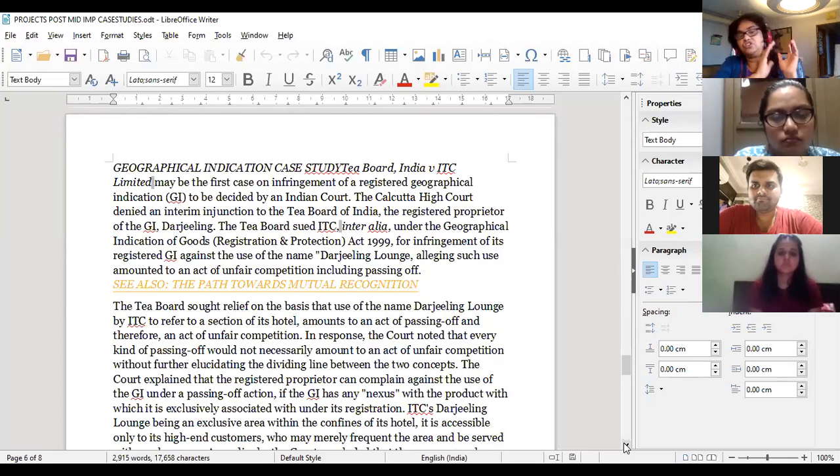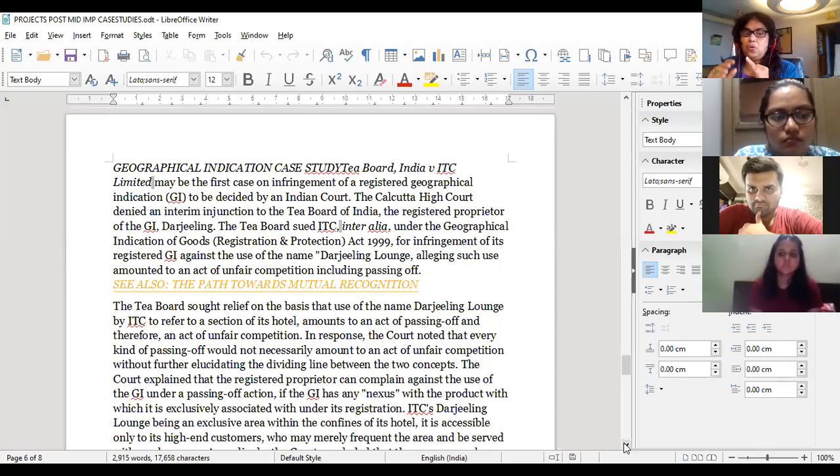For example, in Taj, high level end customers have their own spaces where a particular name is given so that it attracts that particular customer, that yes, I am very royal and I am today in this lounge. So if I'm in a Darjeeling lounge, I will feel something plus. So this particular case was against this particular ITC hotel group, that is referring the section of its hotel amounts to an act of passing off. Remember, it is trademark, passing off, and therefore an act of unfair competition.